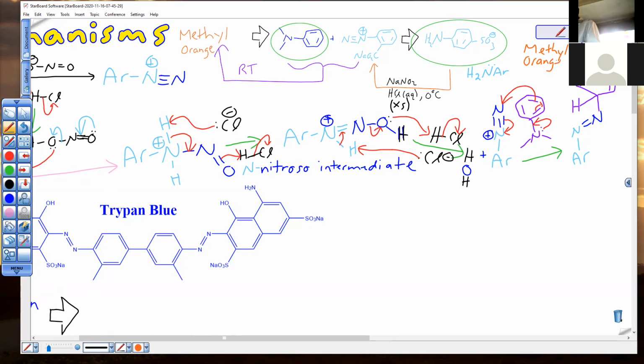Well, any base you have around will do this job. It doesn't take much. Water's fine. Cl- is fine. I'll let you use anything you want, as long as it's one of those two. There's more water than anything, with it being the solvent. So water grabs H. Aromaticity is obtained once again, and we've made methyl orange. Let's put an arrow to methyl orange.